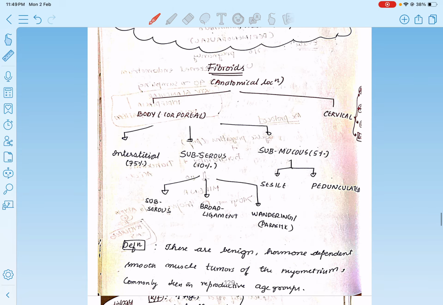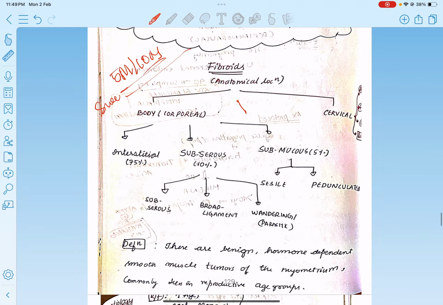Fibroid uterus, this is an important, sure 5 marker or 10 marker. Based on, again, I am sure this is mucosa, and again you have submucosa, muscularis, and serosa. So you can either have an interstitial fibroid or a subserosal fibroid. That is it. This is the serosa part.